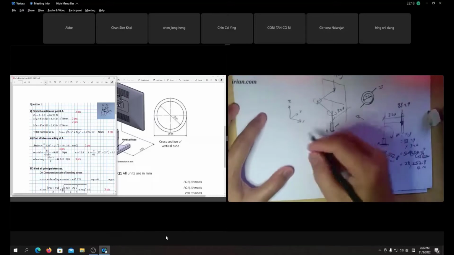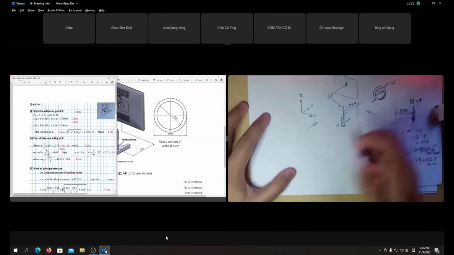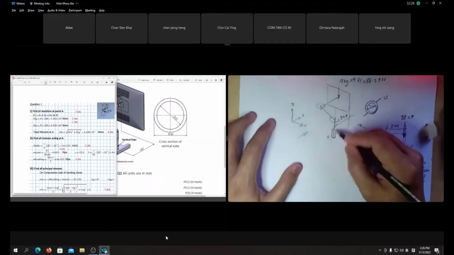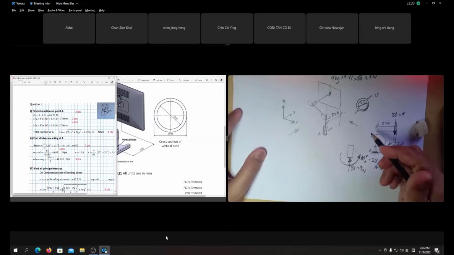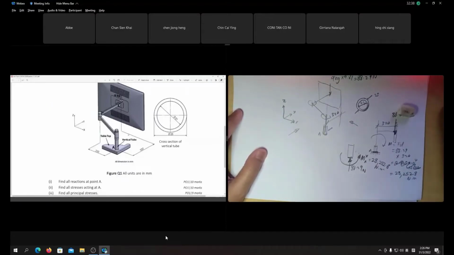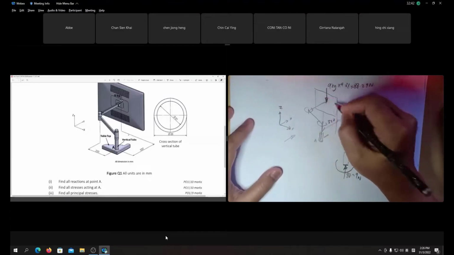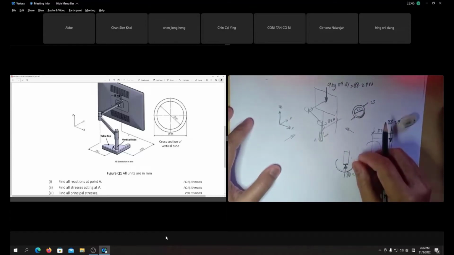Okay, if you look from the left view, you saw my right view earlier, now the left view. At this tube, do we have torsion here or not? Is there any torsion at that vertical tube A, if you look at the diagram? Yes, you are right, we don't have it. The force is vertical because of the weight of the monitor. At the tube here, there is no torsion.